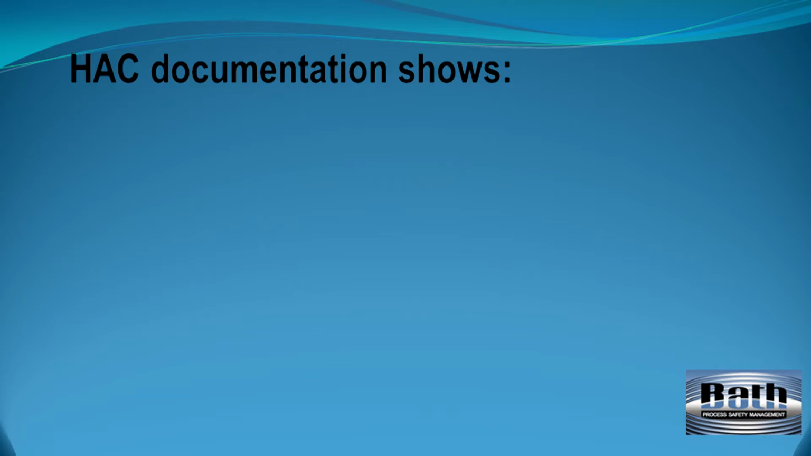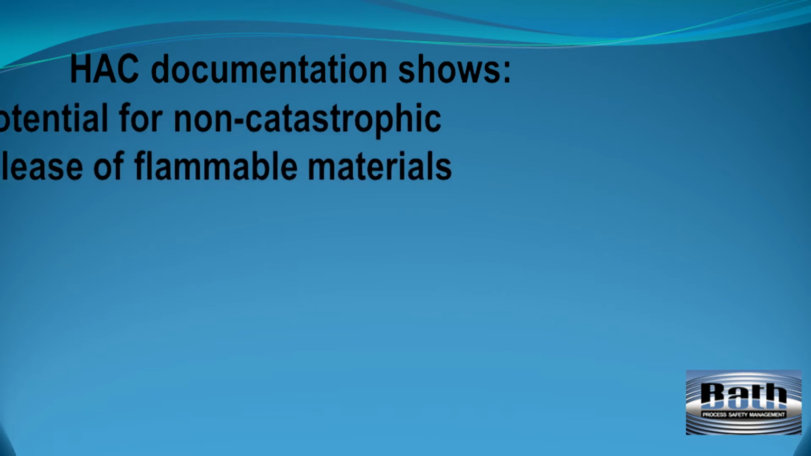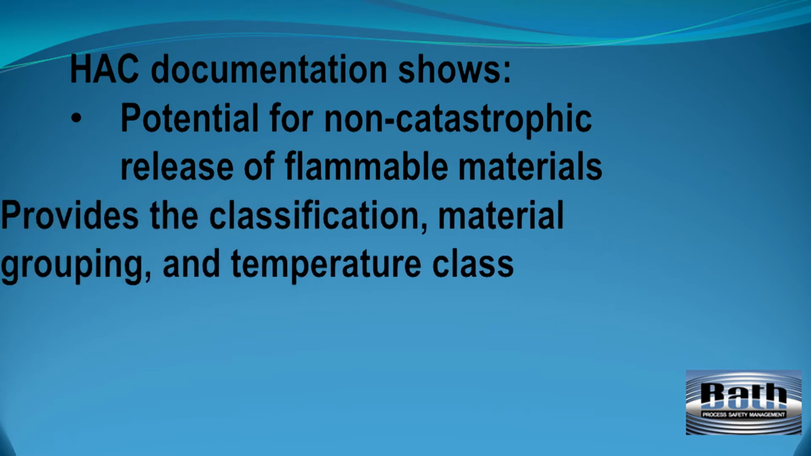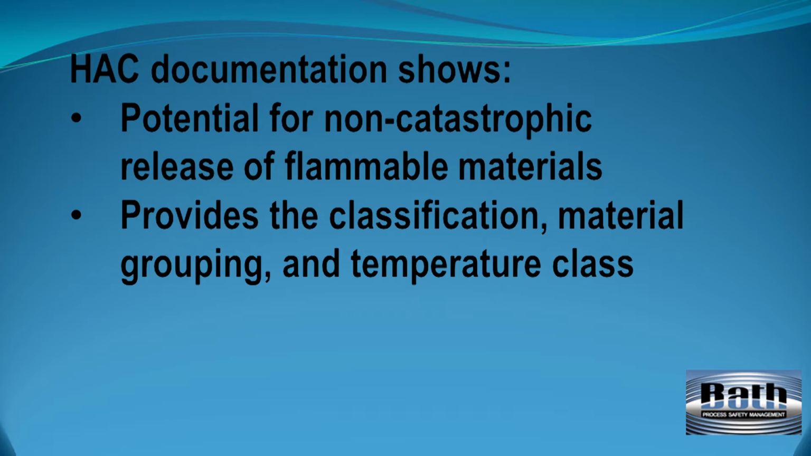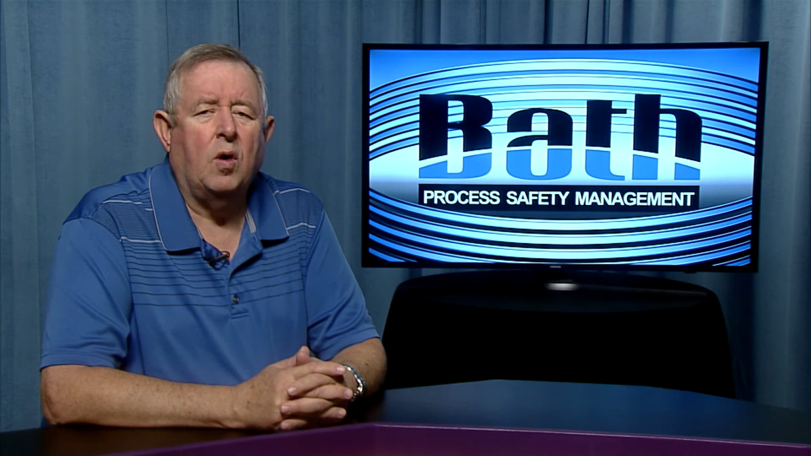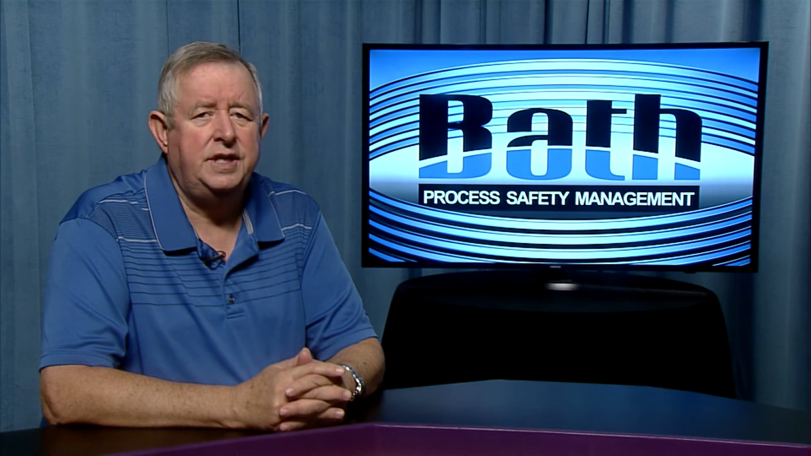Hazardous area classification documentation shows the potential for non-catastrophic release of flammable materials, and provides the classification, material grouping, and temperature class T code designations for Class 1 materials and ignition temperature for dust. This information also sets the design criteria for electrical equipment and electrical equipment installation requirements. Incorporating these basic uses for hazardous area classification documentation resolves the lack of utilization issue.